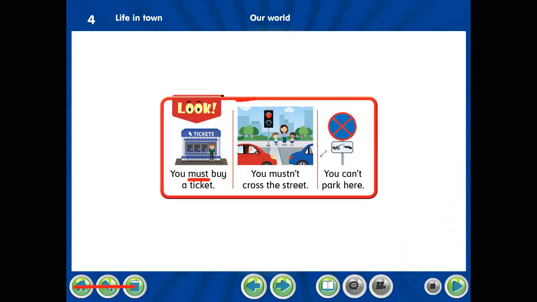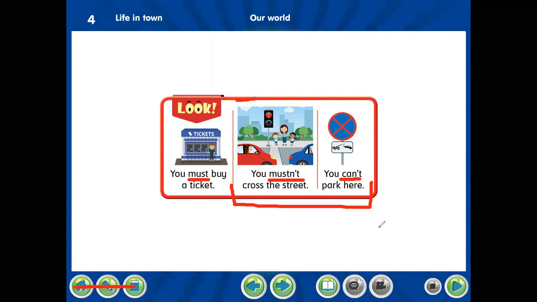Look at this traffic signal. This is a prohibition. You can't park here. You mustn't cross the street. This is the negative form of must. You see? These are two prohibitions. This is only a rule, no? You must buy a ticket.